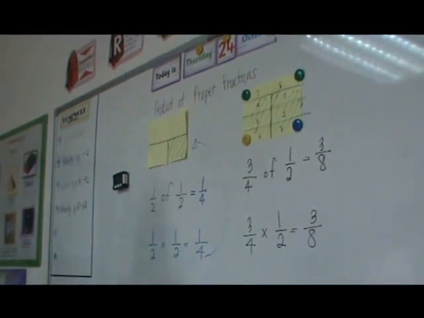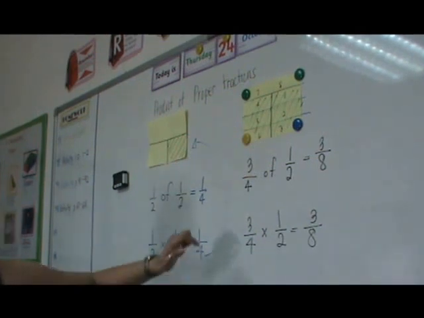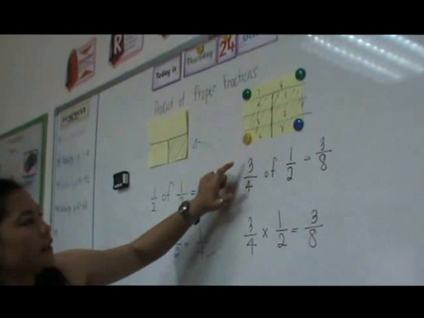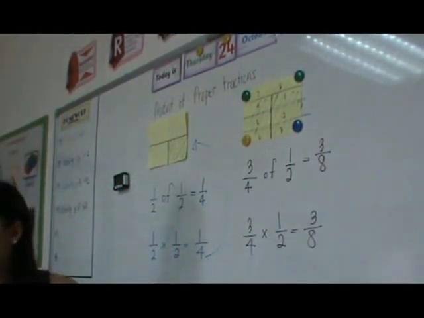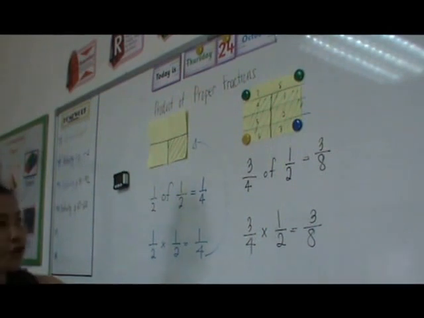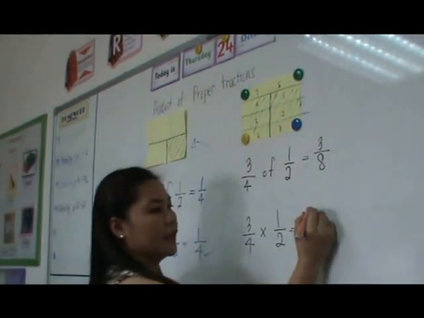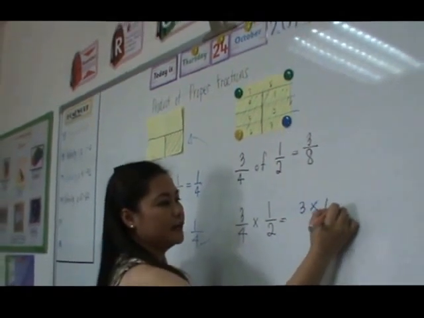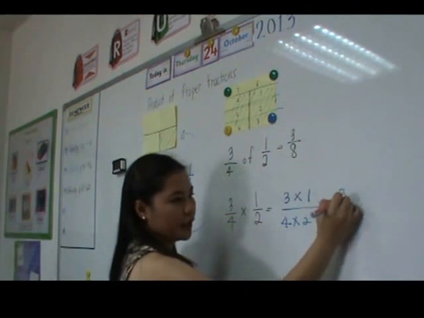Do you understand? No. Which part you don't understand? From where? Here. The 3 out of 4, you shade it. The 3/4, you don't change. You multiply. It's the same. 3 times 1, 4 times 2, which is 3 out of 8.